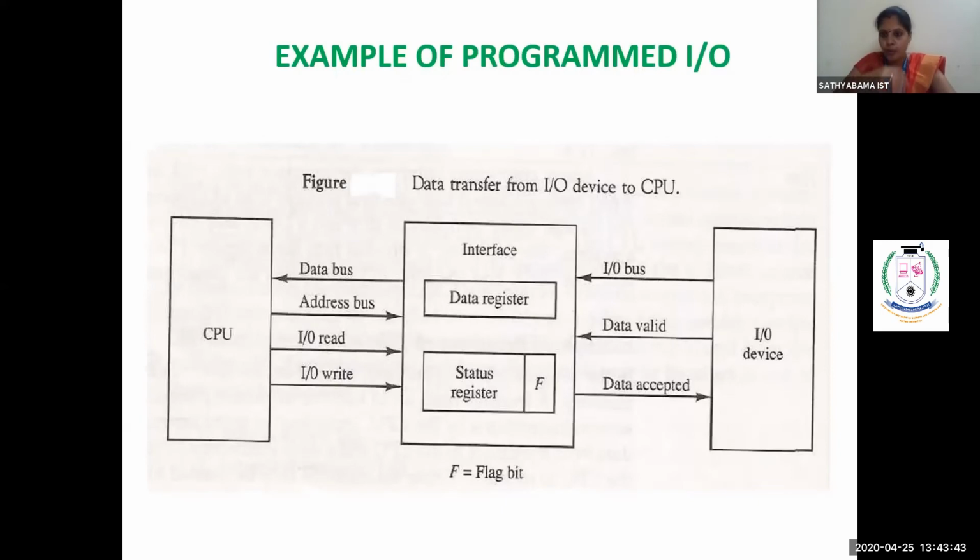This is the diagram of programmed IO. You will have the input output device. What is my input output device? It means peripheral device. Okay, you will have the CPU. Peripheral device means something the user is only able to control. So this is the user, and this is the CPU.